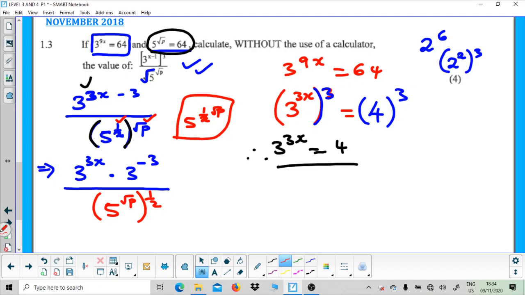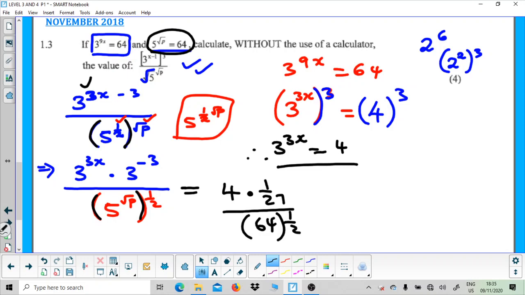So if I have this, now I can make my substitutions. What did we say 3 to the power 3x was? What is it equal to? 4. And then multiply 3 to the power negative 3. What is it equal to? 1 over 27. Thank you. 5 to the power, this thing inside the bracket. What is it equal to? 64. So we have 64 raised to the power of a half.